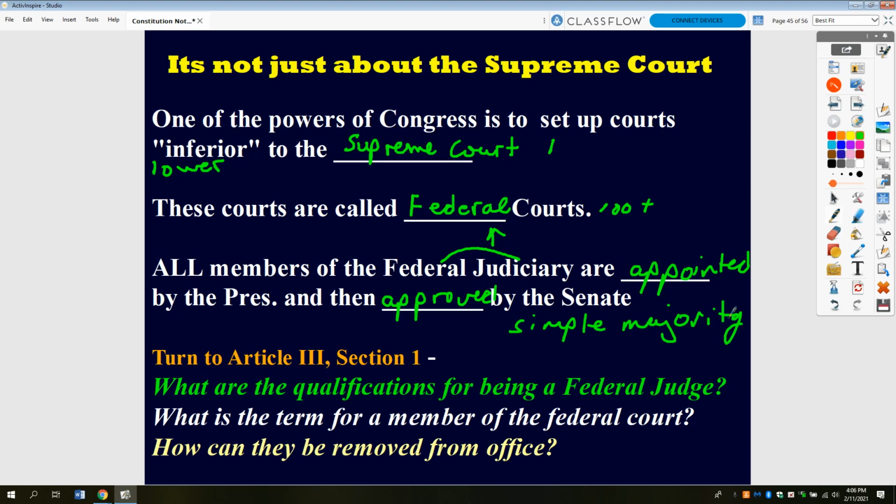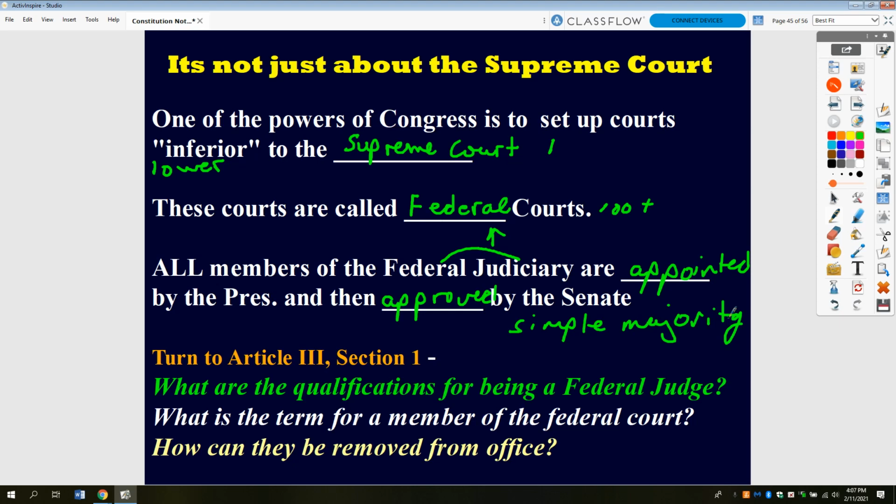So I'm going to read to you from Article 3, Section 1, and it says, "The judicial power of the United States shall be vested in one Supreme Court, and in such inferior courts as the Congress from time to time shall ordain and establish." So the Congress sets up those lower courts, those federal courts. "And they shall hold their offices during good behavior."